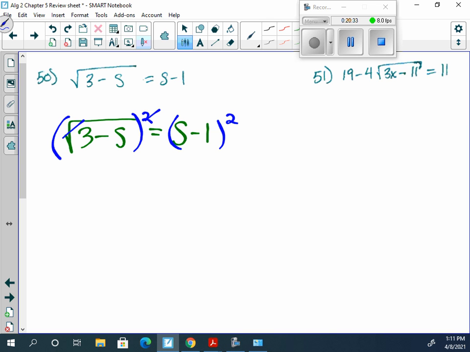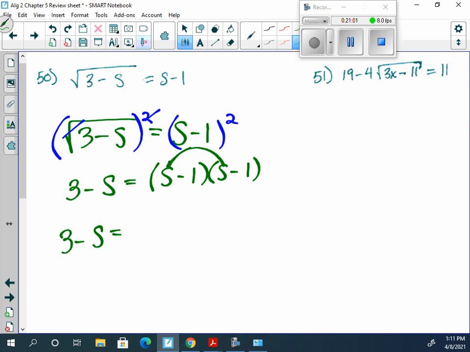Now the square root and square will cancel, leaving us with 3 minus s. Now we have s minus 1 squared. Well, that's the same as s minus 1 times s minus 1. This is being multiplied by itself. And we're going to have to distribute. We're going to have to multiply this all the way through.